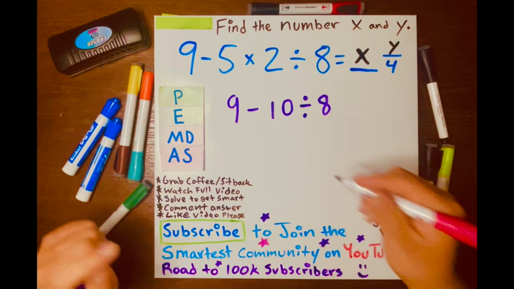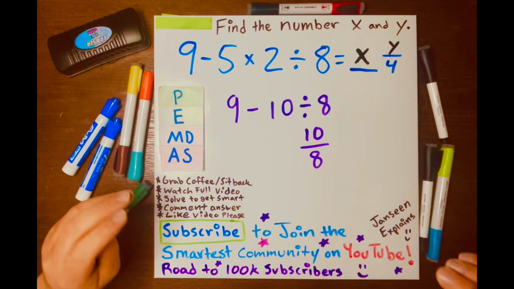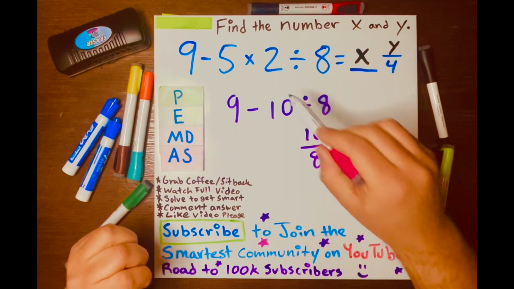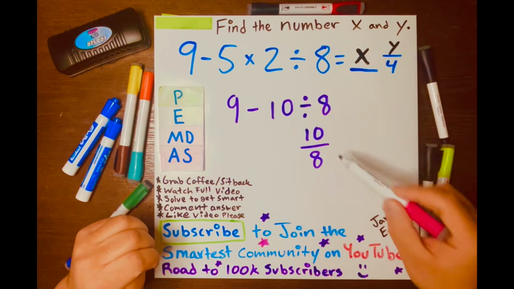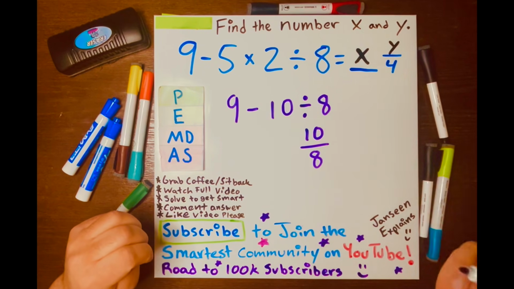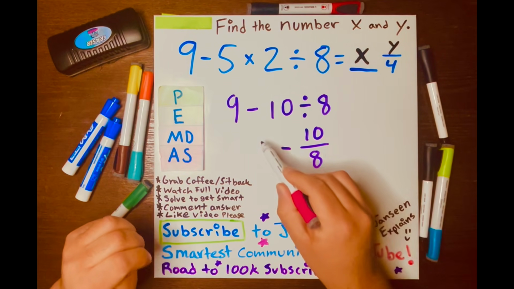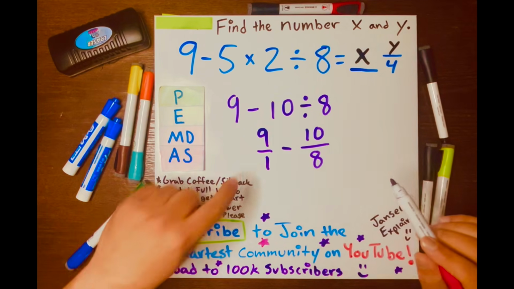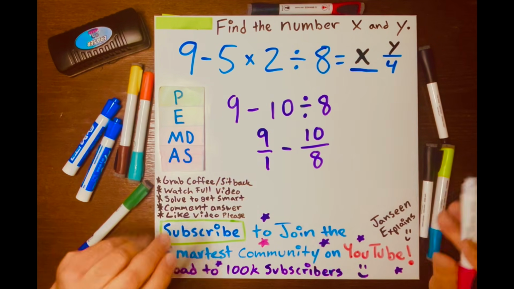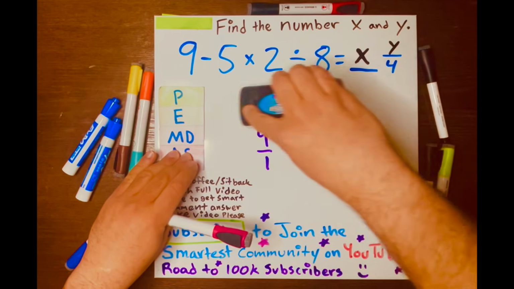I don't know. So I'm going to write it in a fraction form to make the math fun and simple and easy. 10 divided by 8 in a fraction form, 10 over 8. And then let's bring that minus down. And then let's bring that 9 down, but in a fraction form to make the math fun and easy. 9 over 1 equals 9, does not change to 9. And now I'm going to erase this part we don't need.